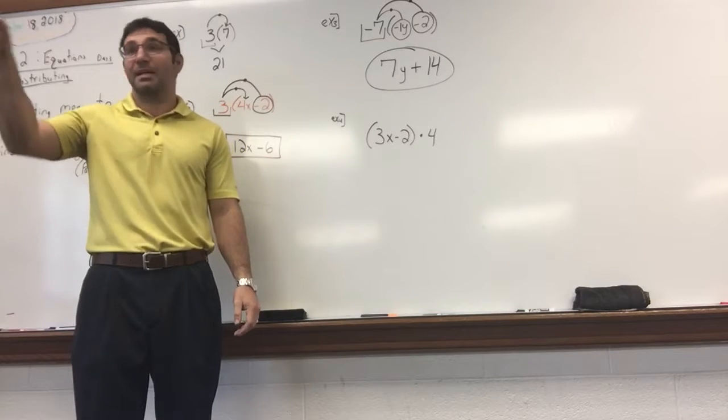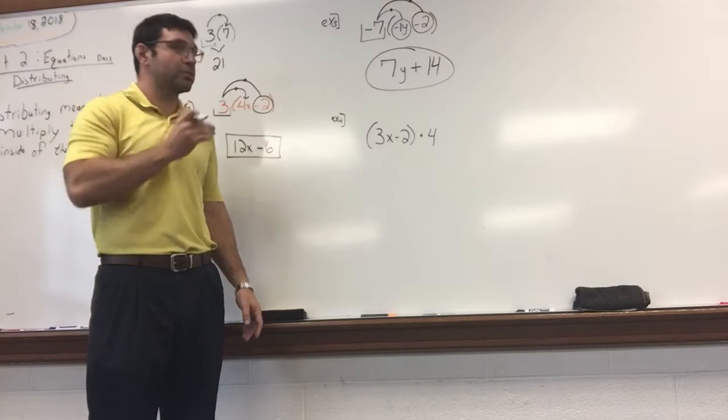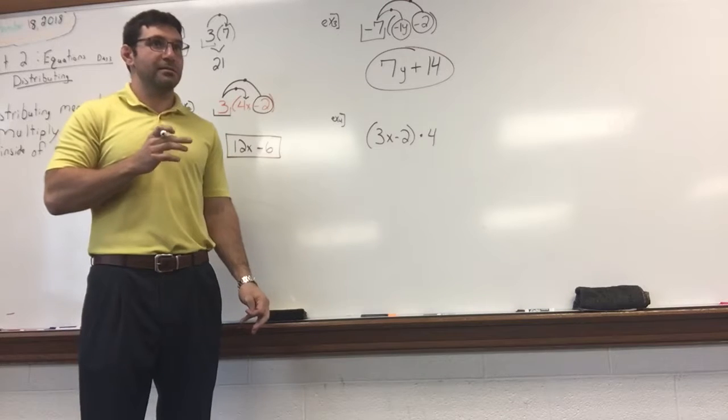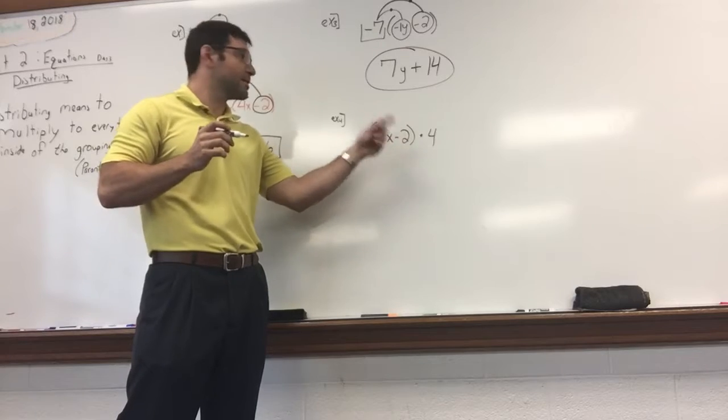So what number do I have to distribute? Come on, I'm going to get the same 2 hands, and I love that they know it, but I need some other people. What number am I going to distribute? What number do I have to multiply? Jackson? 4. Yeah. 3x minus 2, all of this times the 4.